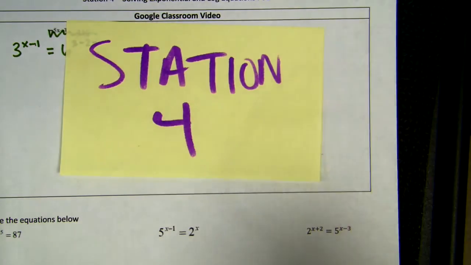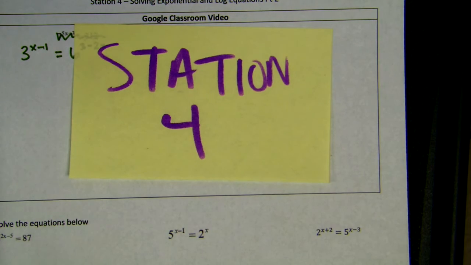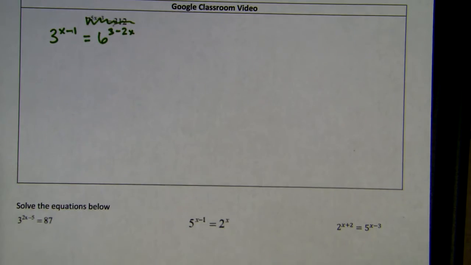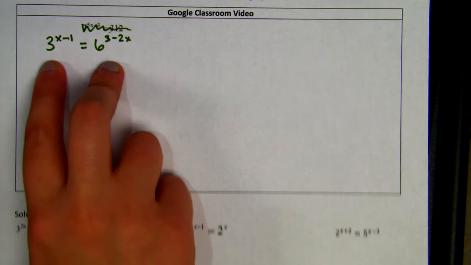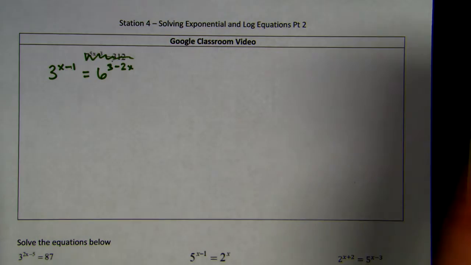Station 4, starting right here. If you're scrolling through, that's for you. Should be enough time. Okay, here your copy should be correct, but we have 3 to the power of x minus 1 equals 6 to the power of 3 minus 2x. Oh man, here we go. So this is one of our problems that's using unlike bases.